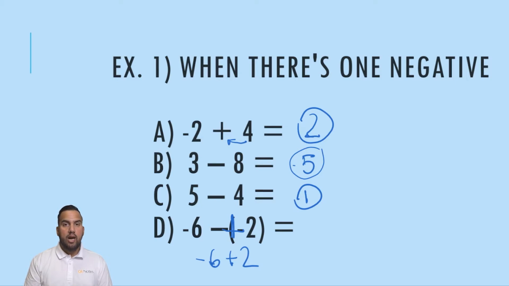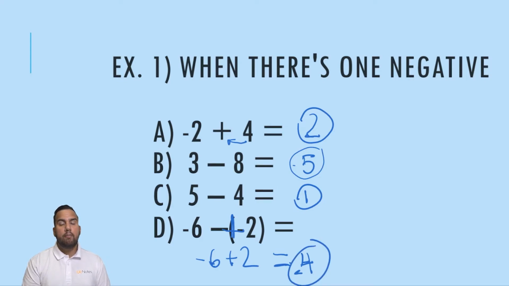How many negatives do you have? You have one negative. So what do you do? You subtract. So you're going to subtract 6 minus 2. 6 minus 2 is 4. And then you're going to keep the sign of the bigger number, which is what? 6. So your answer is going to be -4. And that's it. That's your final answer. So when there's one negative in a problem, you're going to subtract and then keep the sign of the bigger number.